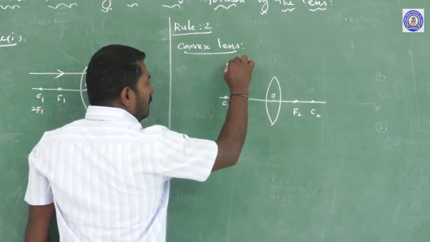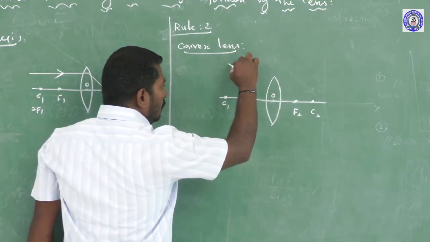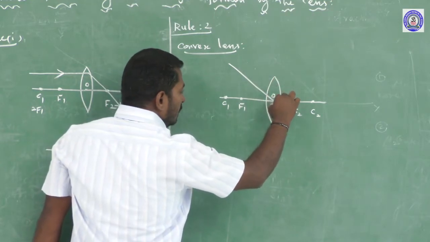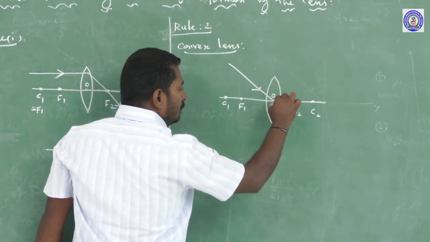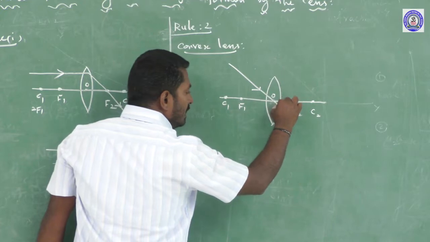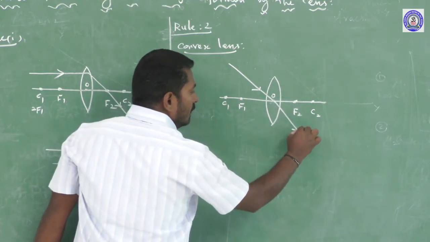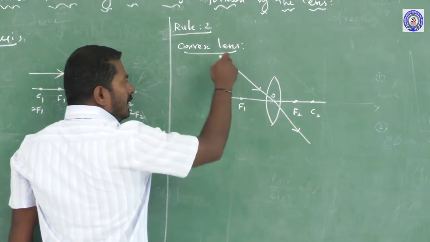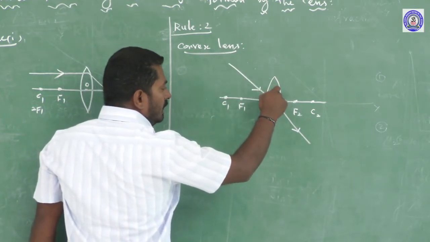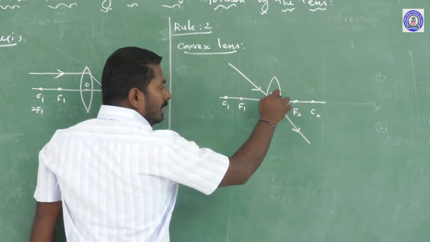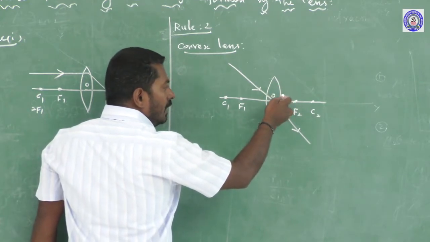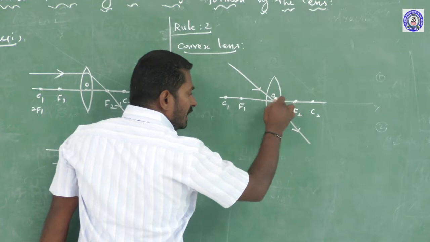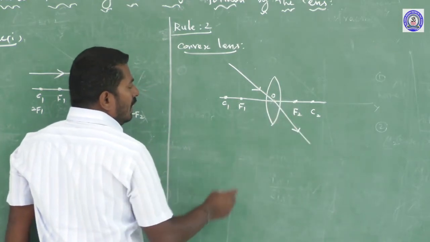When a ray of light is coming from the object, passing through the optic center, without producing any deviation, it travels along a straight line. It is another rule. In the case of convex lens, a ray of light passing through the optic center obliquely, no refraction takes place and emerges out without producing any deviation.